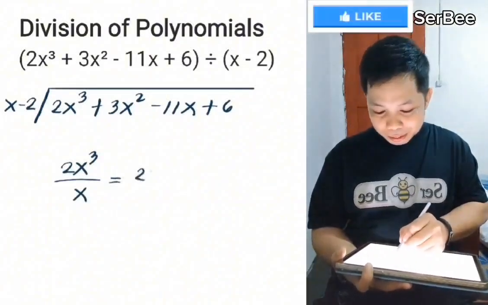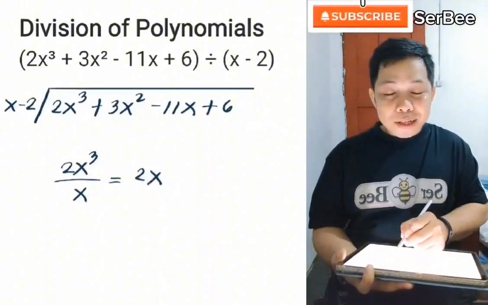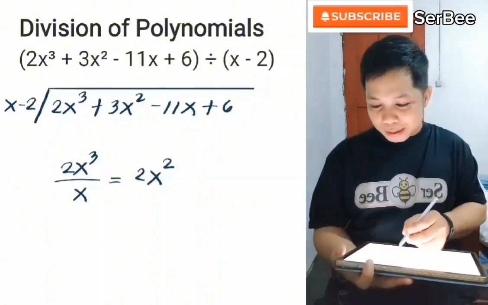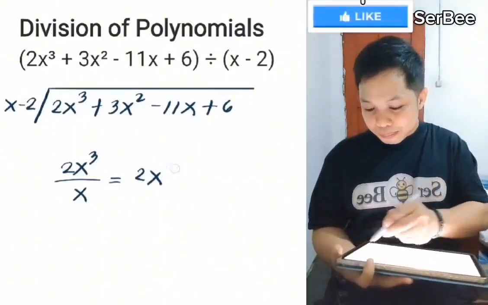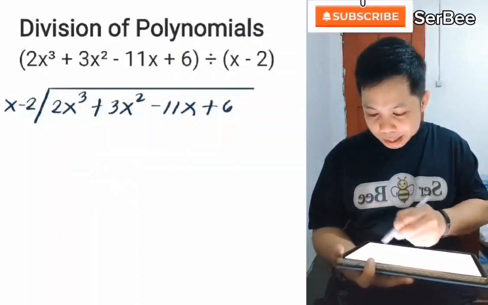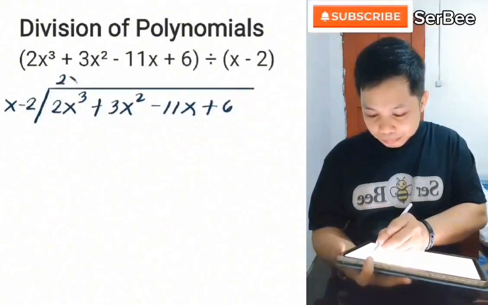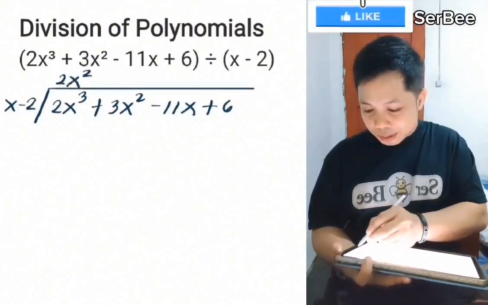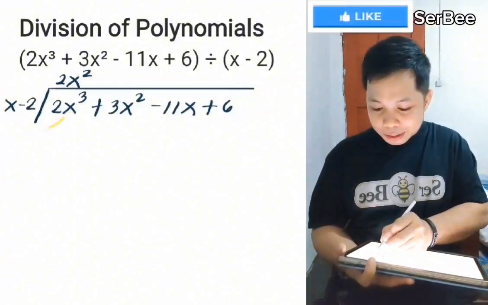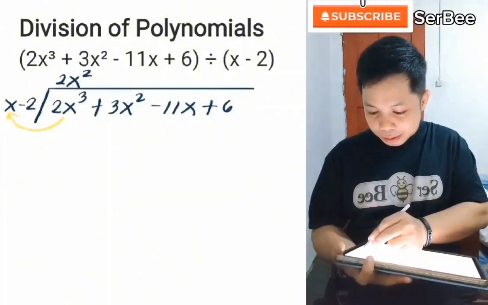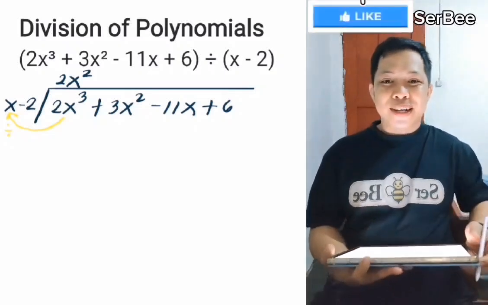Di ba, we copy 2, then copy x, then subtract the exponent. So we have 2x squared, kasi 3 minus 1. So we have a quotient 2x squared. Di ba po, dinivide natin ito dito. So lagyan ko ng arrow para clear sa inyo.